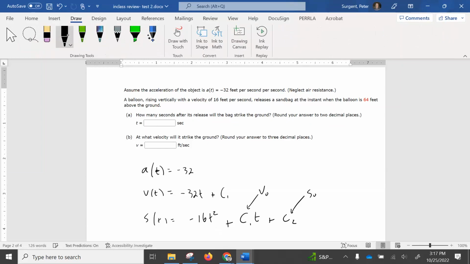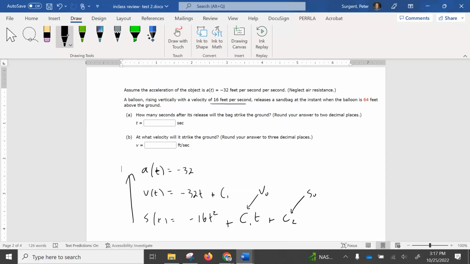But let's go ahead. That's a little background on how we can go the other direction. We've gone in the past from position to acceleration by differentiating. Okay, let's take a look. A balloon rises vertically with a velocity of 16 feet per second, releases a sandbag at the instant when the balloon is 64 feet above the ground. Okay. This tells me that that's constant velocity. How many seconds after it releases will the bag strike the ground?